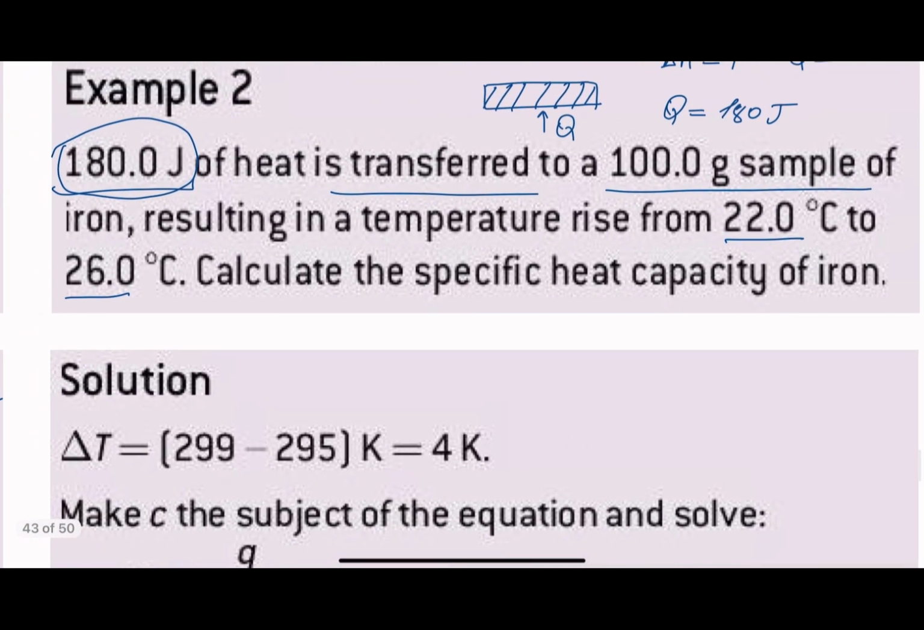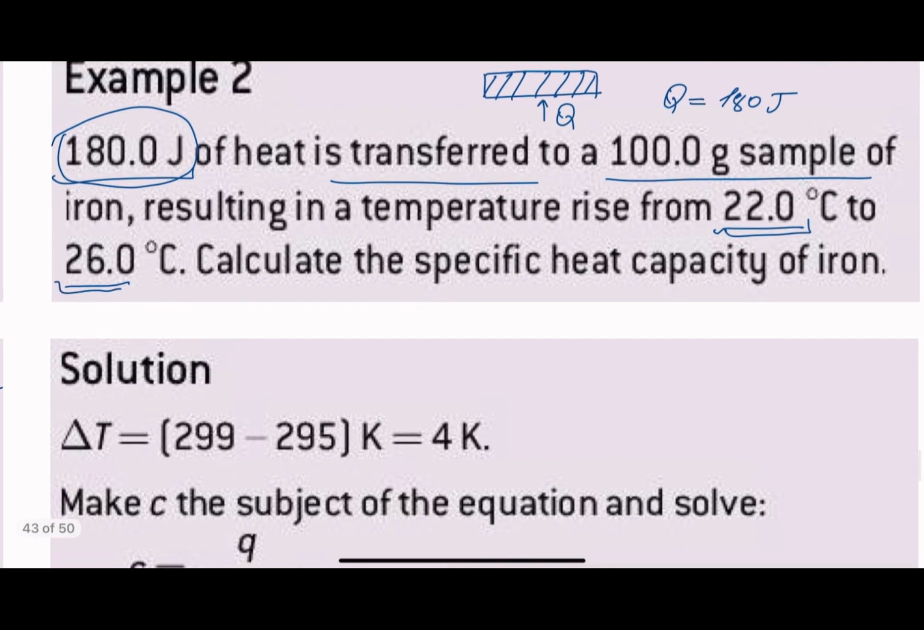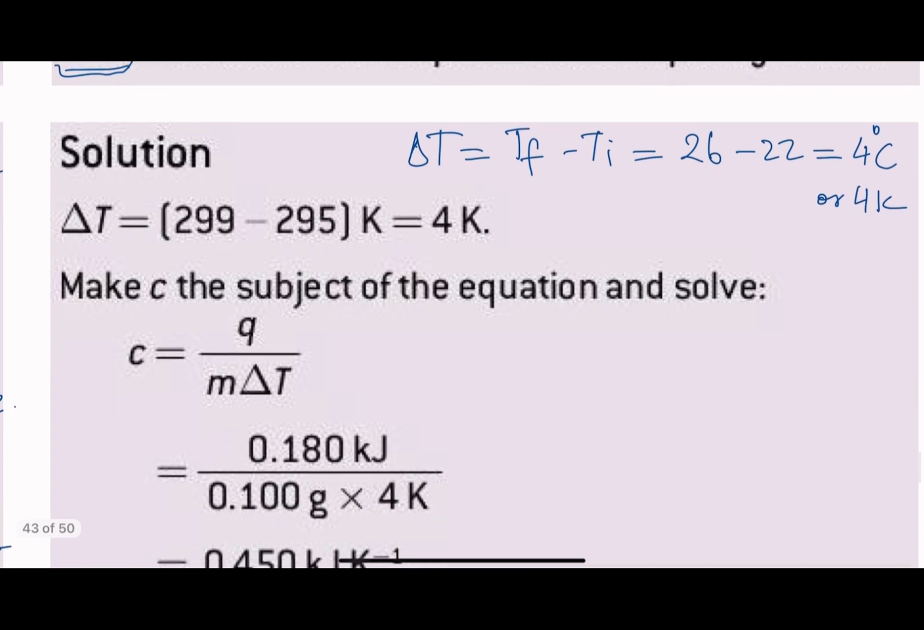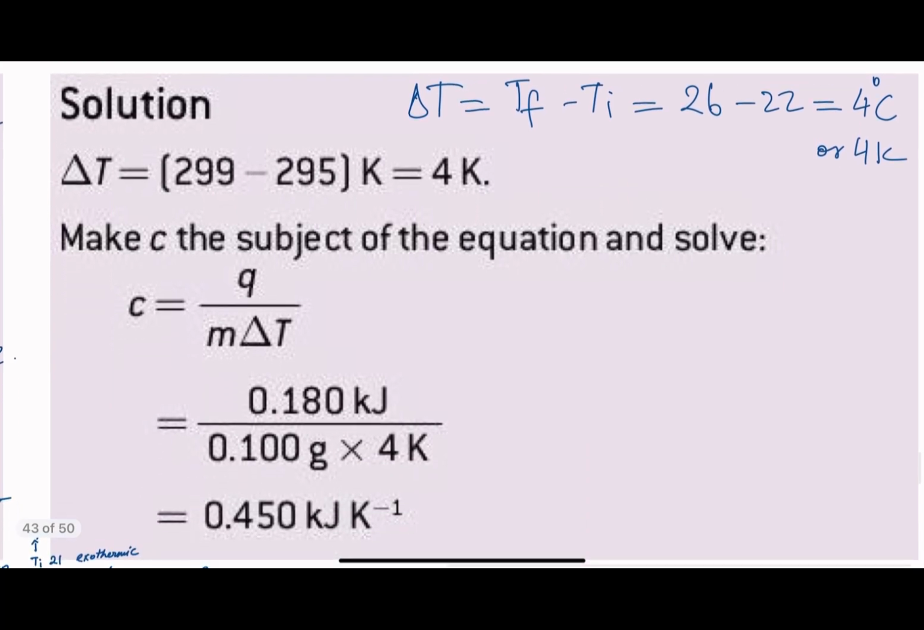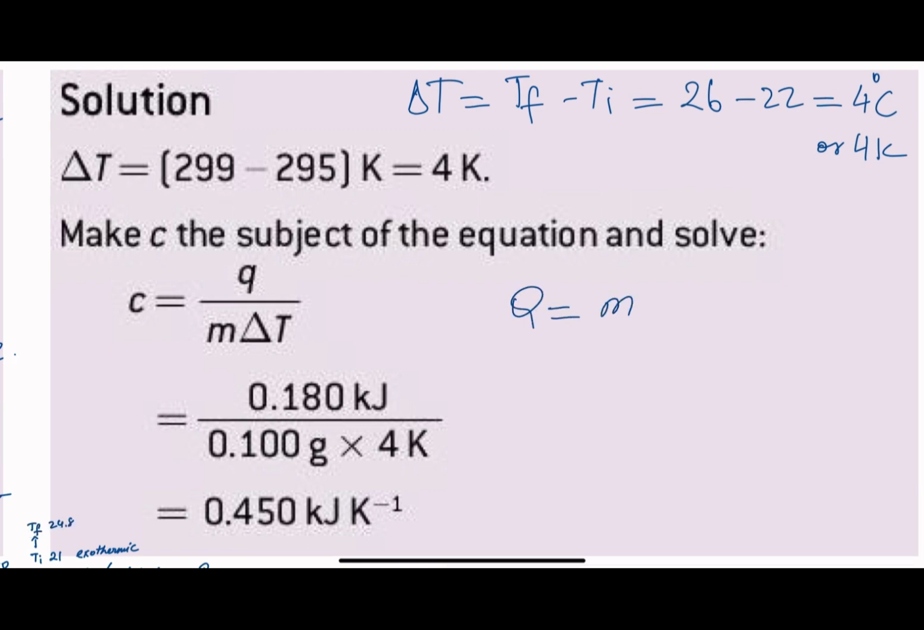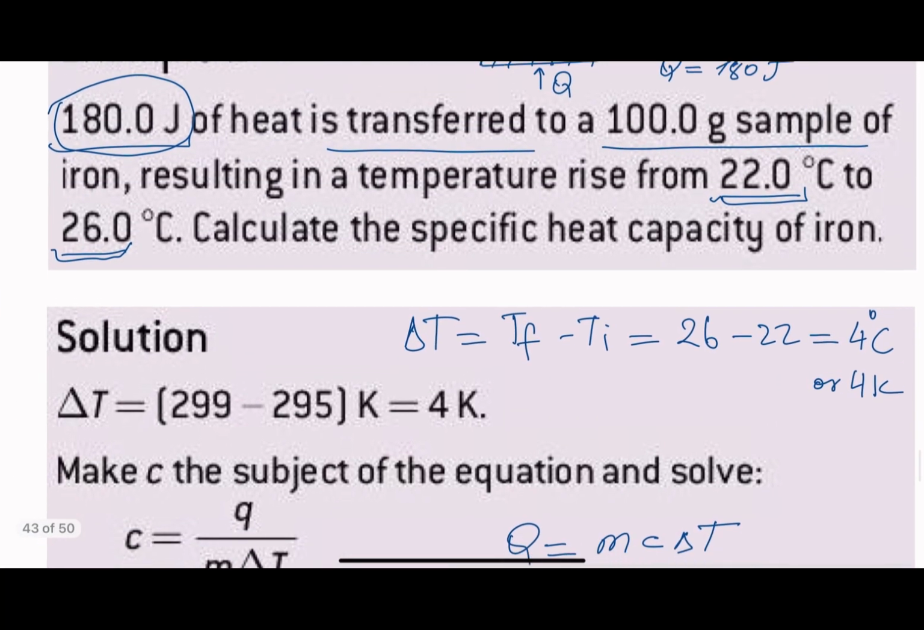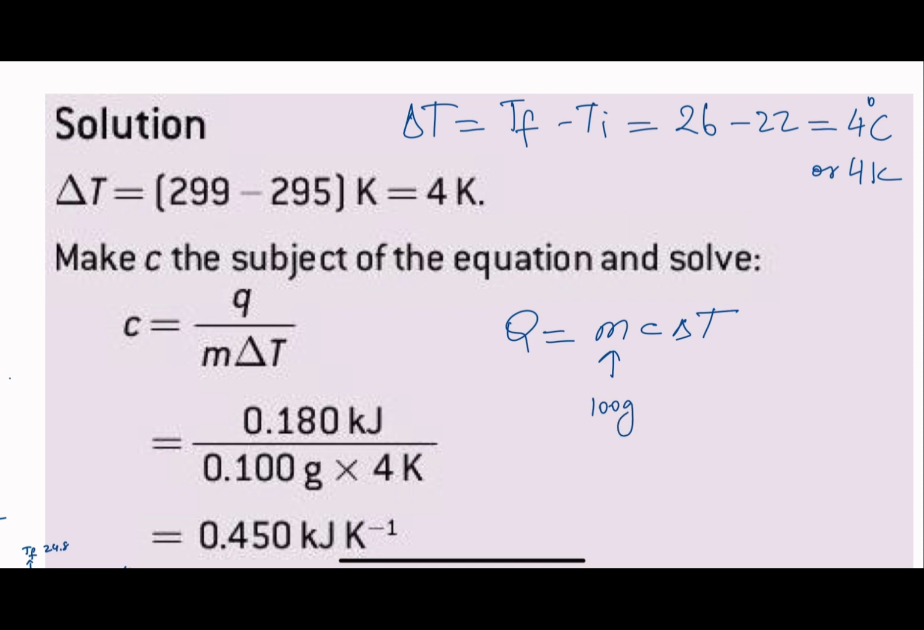So now if you look at the solution, you can see clearly that from 22 degrees Celsius to 26 degrees Celsius, you don't need to convert it to Kelvin as they did at the bottom. The only thing you need to do is delta T, T final minus T initial, which is 26 minus 22. The difference is 4 degrees Celsius, or 4 Kelvin. It doesn't matter. The difference is always the same. The unit won't be different. So now you know that Q equals MC delta T, and your M is 100 grams of iron, your C you don't know, and your delta T is 4 K.